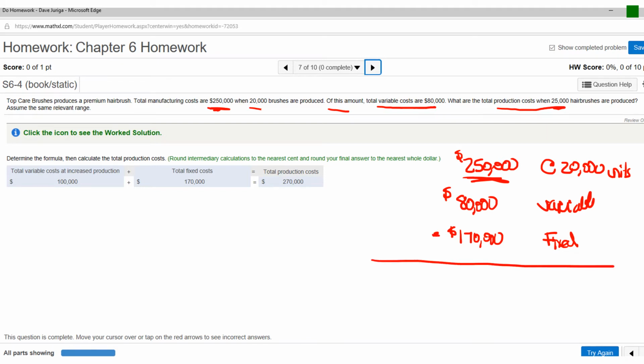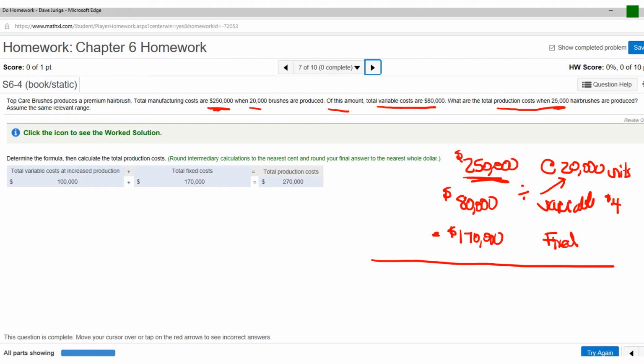Now, we also want to do something here. Since we've got 80,000 variable, you want to go ahead and divide that by the 20,000 units. That's going to give you a variable cost per unit of $4, because that's going to be the key to this problem: the rule for variable cost per unit is that the per unit cost is fixed.